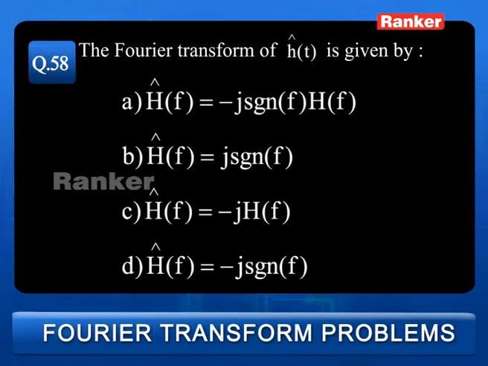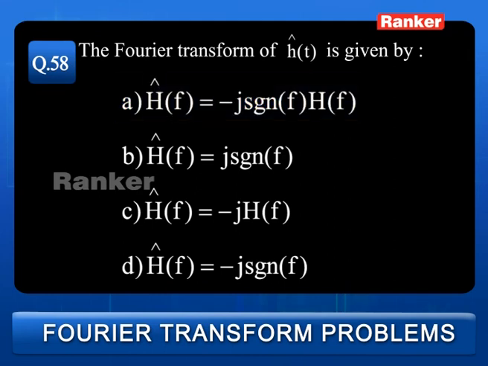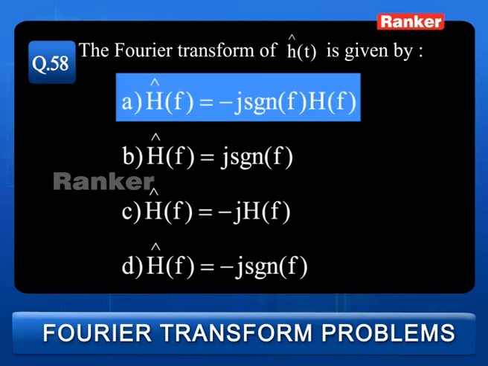Let us see the 58th question. The Fourier transform of h cap of t is given by A, h cap of f is equal to minus j signum of f h of f, or B, h cap of f is equal to j signum of f h of f, or C, h cap of f is equal to minus j h of f, or D, h cap of f is equal to minus j signum of f. The answer is of course A, that is h cap of f is equal to minus j signum of f h of f.